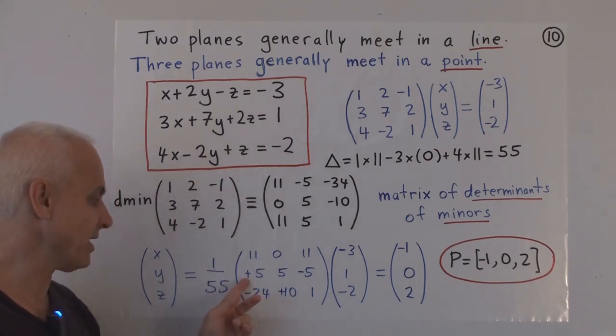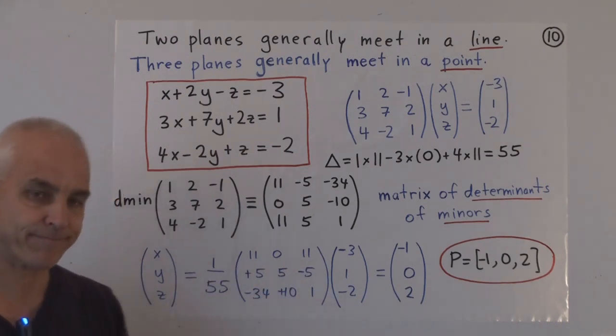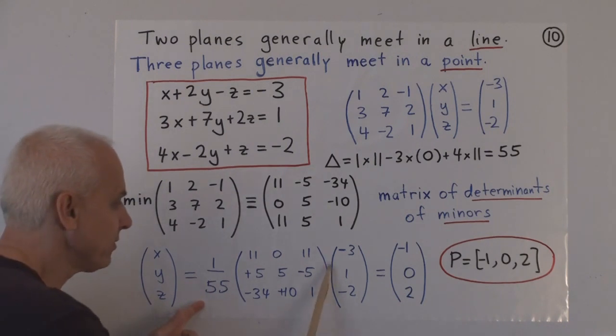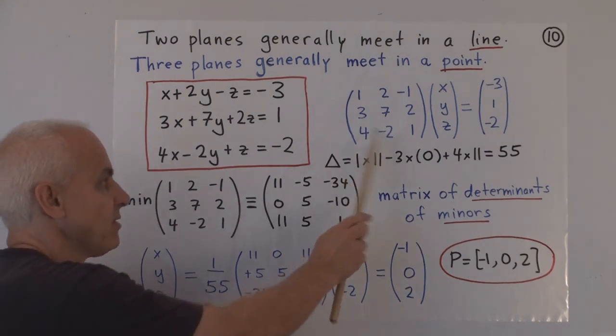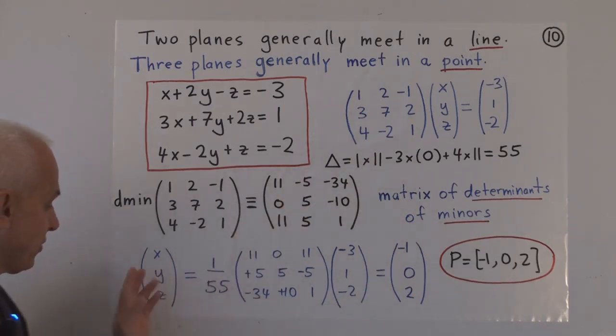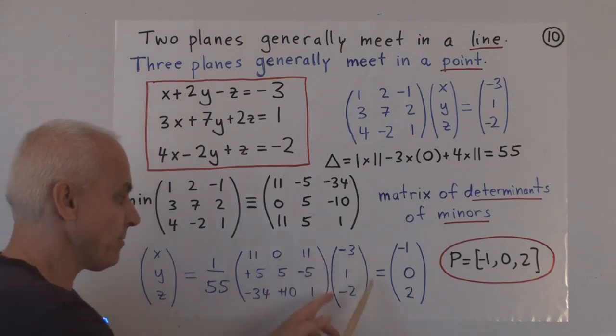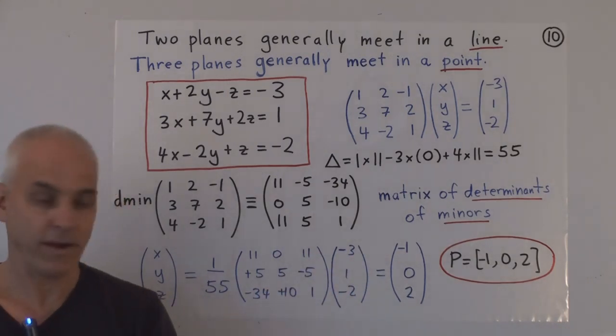So I've done that. There was a minus sign there. I've changed it to a plus. There was nothing there. I put a minus sign there. There was a minus sign here. I've changed it to a plus. So this right here is the inverse matrix to this one. And I've multiplied both sides by that inverse matrix. So there's just x, y, z on the left-hand side. And now we have the inverse times our vector minus 3, 1, minus 2.